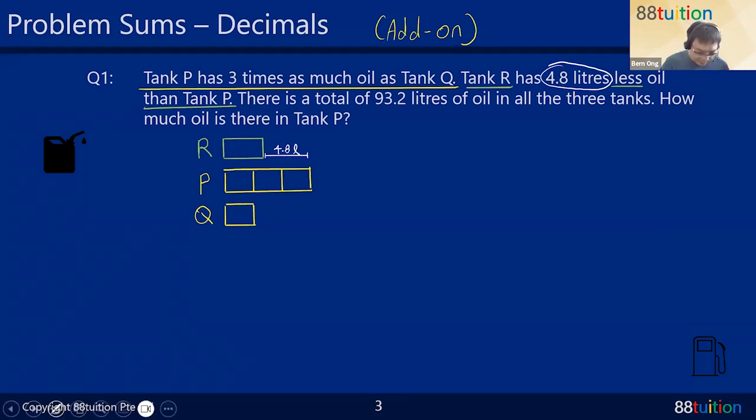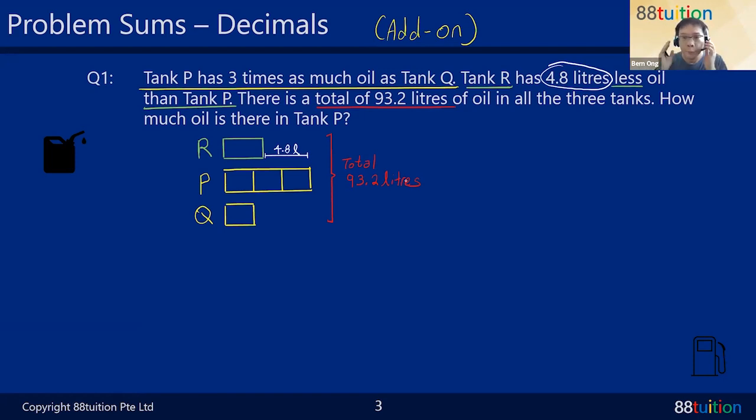And there is a last clue. The last clue is what? There is a total of 93.2. So total, you draw where? Total you draw here, right? Okay, the total is 93.2 liters.